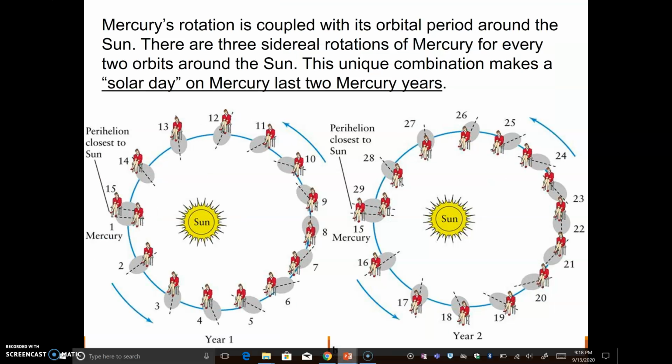Mercury's rotation is also a little bit different, so it's not perfectly round each year. So it takes about 3 sidereal rotations to get those 2 orbits around the sun. So if we look at this picture here, you can see how there's a difference in these distances as we're going around to get these 2 orbits around the sun. So it's a combination that makes a solar day on Mercury that lasts 2 years, 2 Mercury years.